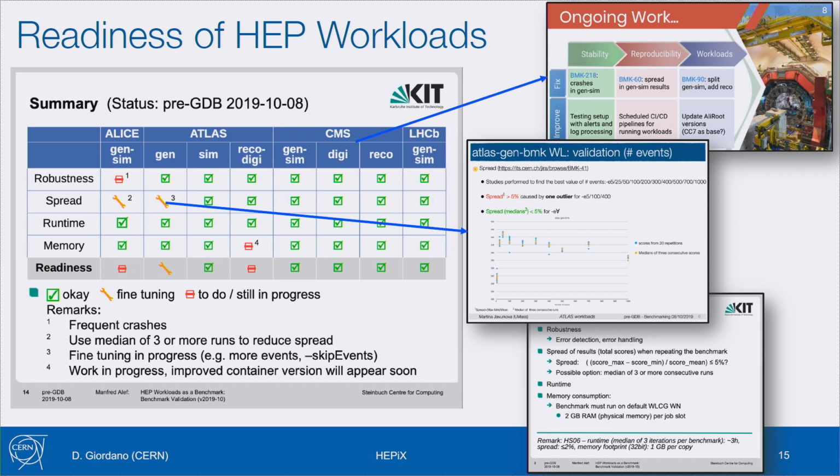In terms of readiness of the workloads that we have, as you can see, this table represents our tests in terms of robustness, so the workload should not crash, the spread in the resolution, so the reproducibility of the results, the runtime, and the memory usage. And you can see it's almost everything green.